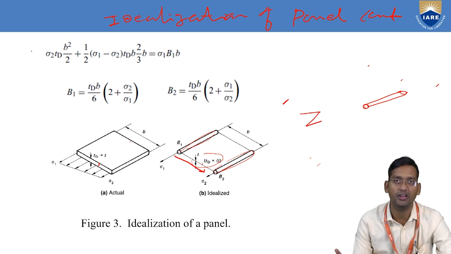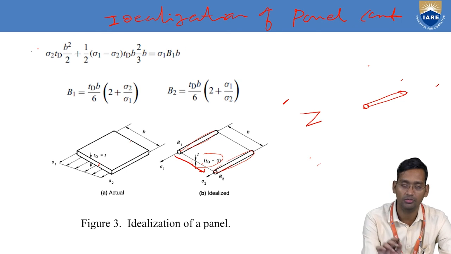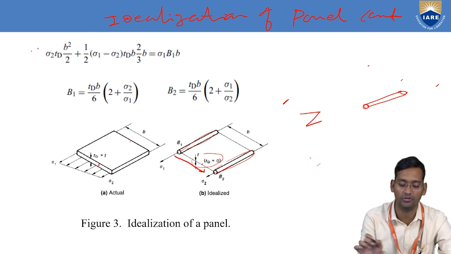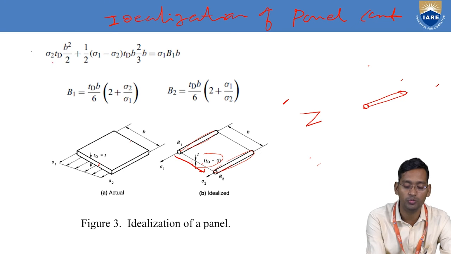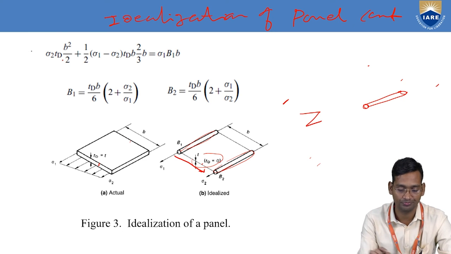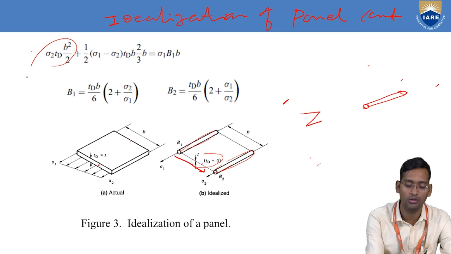The boom area. For finding the boom area, just take moments about B2, so B2 will be 0. The total moment is force into perpendicular distance. Sigma is the stress, and sigma into area gives the force. So sigma into t_D into b by 2 will be the area, sigma into area will be the force, and b by 2 will be the perpendicular distance. So this will be the moment.